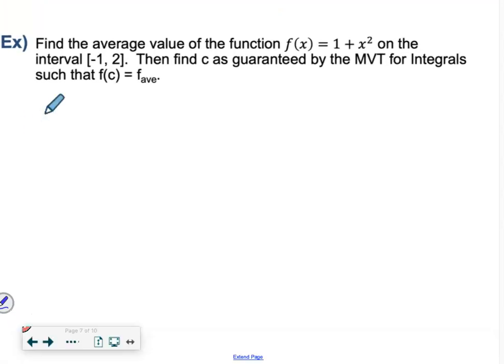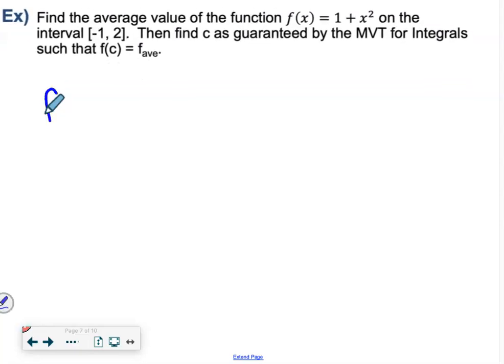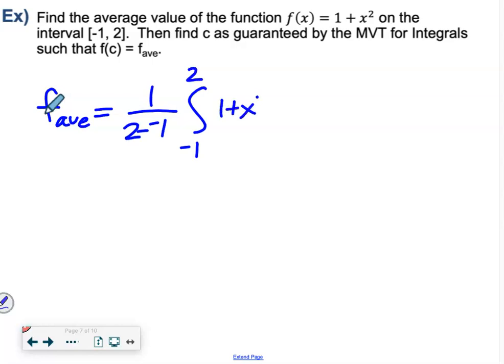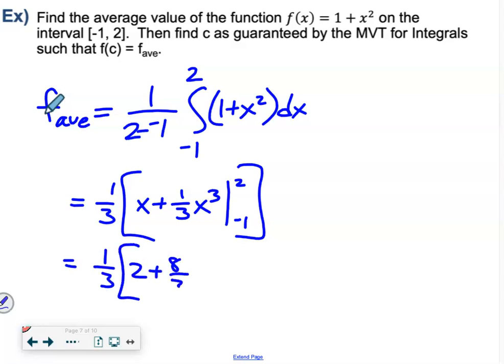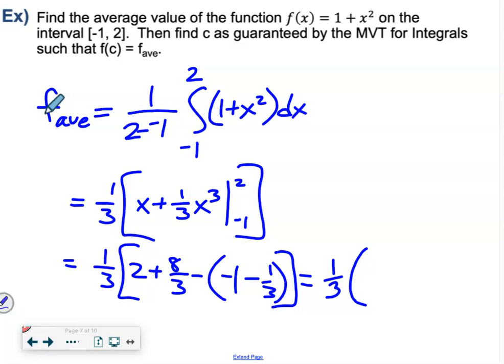So our f sub ab equals 1 over 2 minus -1 times the integral from -1 to 2 of 1 plus x squared dx. We all comfortable with setup? Okay. So you get 1/3 times antiderivative x plus 1/3 x cubed from -1 to 2. So you get 1/3 times 2 plus 8/3 minus -1 minus 1/3. All right, so 1/3 times, 2 plus 1 is 3, and then 8/3 plus 1/3 is 3, so 3 plus 3 is 6, so we end up with 2. It's all cleaned up. We all good with that? Jennifer, you good? Yes? Okay.